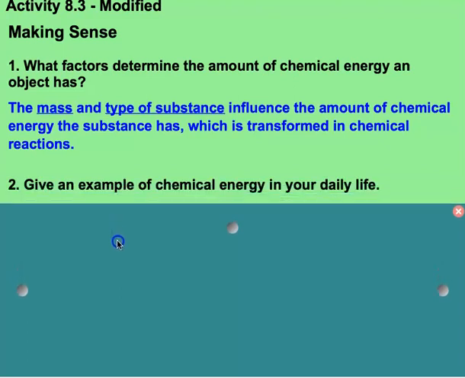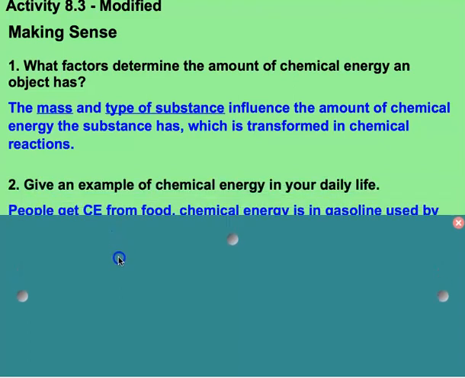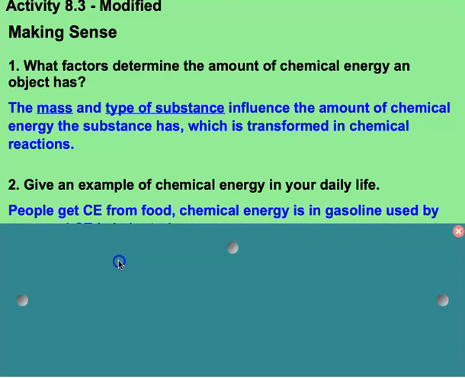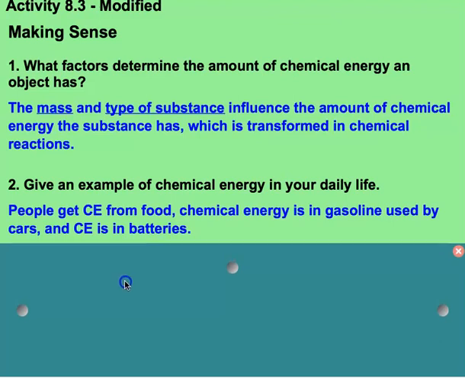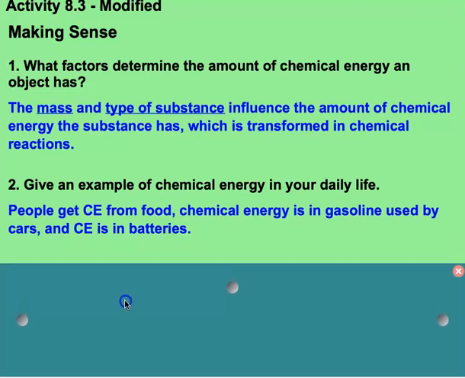And then finally, give an example of chemical energy in your daily life. People get chemical energy from foods. Chemical energy is in gasoline used to power cars. The chemical energy in batteries powers your phones. So chemical energy is all around us.